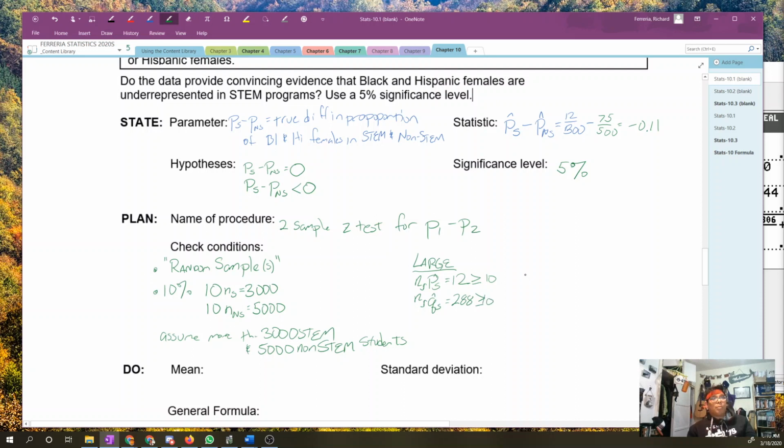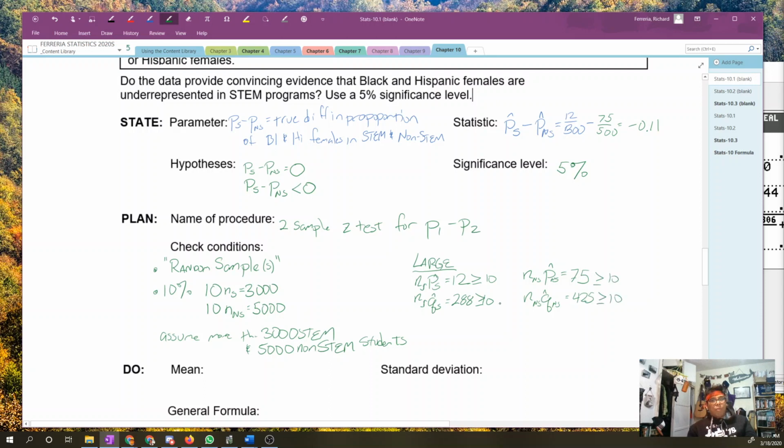Let's take a look at the non-STEM students. The number of non-STEM students multiplied by the proportion of non-STEM students that are black or female, that's equal to 75. Remember, it may seem like I'm doing multiplication really fast, but I'm really just looking at the number of successes. The next one is NNS q-hat NS, and that's equal to the remainder there, so 500 minus 75, that's 425. Both of these quantities are greater than or equal to 10.